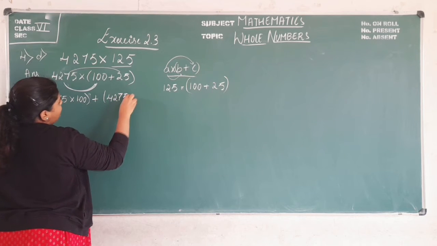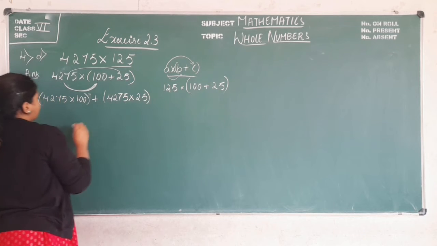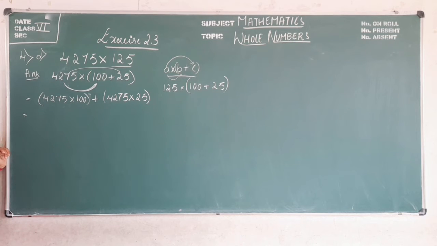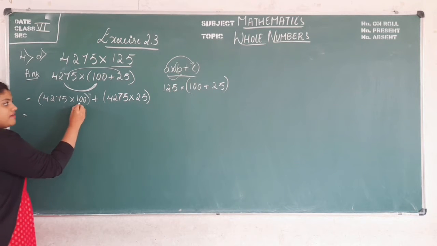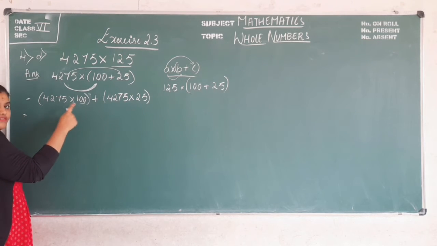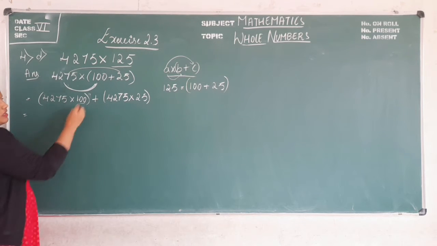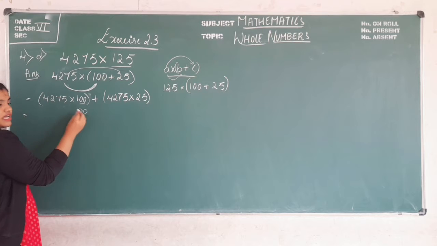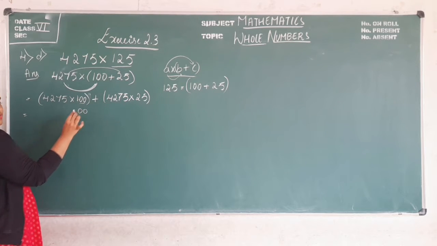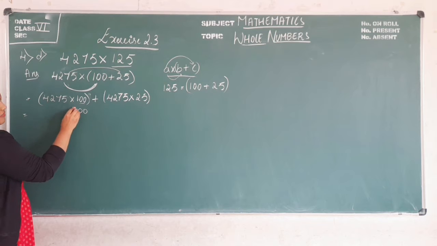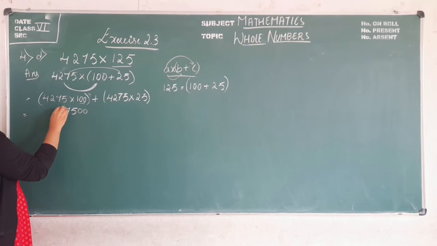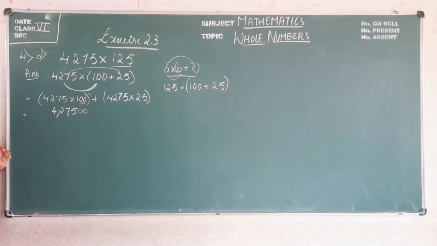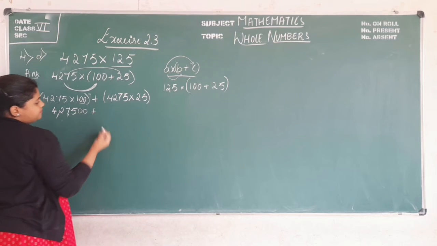So here we have 4,275 into 100. What is 4,275 into 100? Here we have zeros at the end. I have told you, when we have zeros at the end, we can straight away multiply. We just count the number of zeros: 1, 2. So we have 2 zeros. We start writing from the right side, so we write 2 zeros. Then 1 5s are 5, 1 7s are 7, 1 2s are 2, 1 4s are 4. So we got 4,27,500 plus.